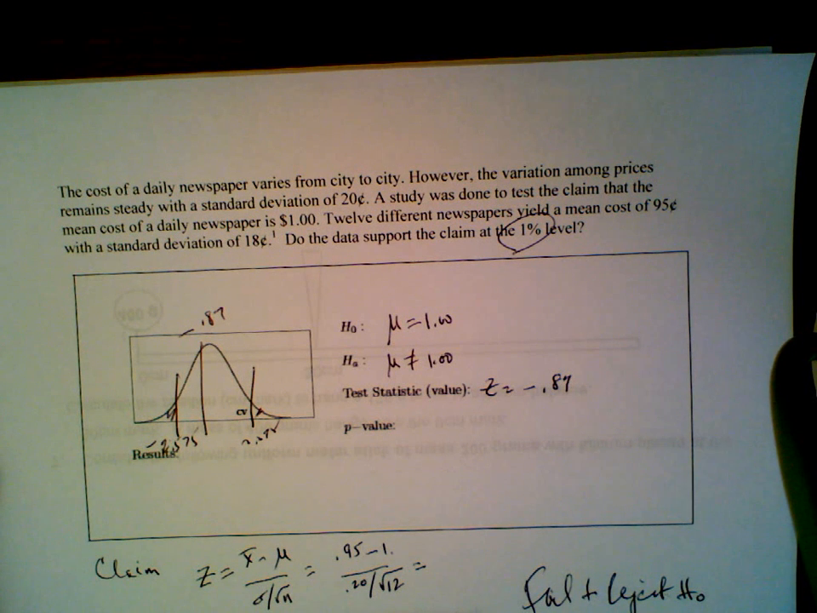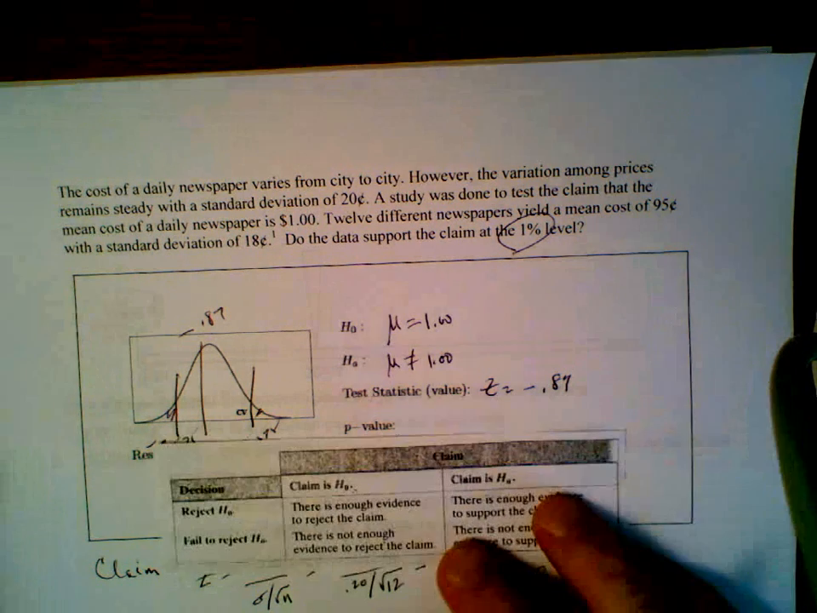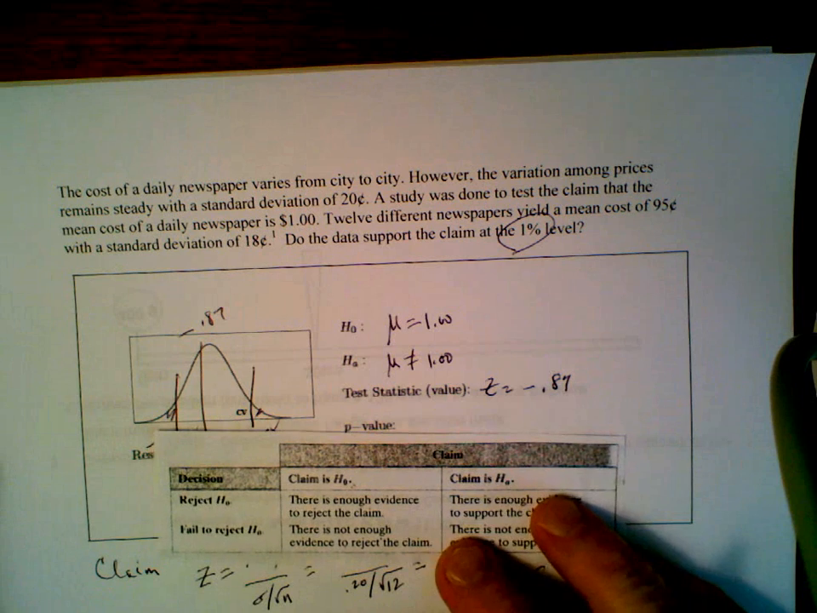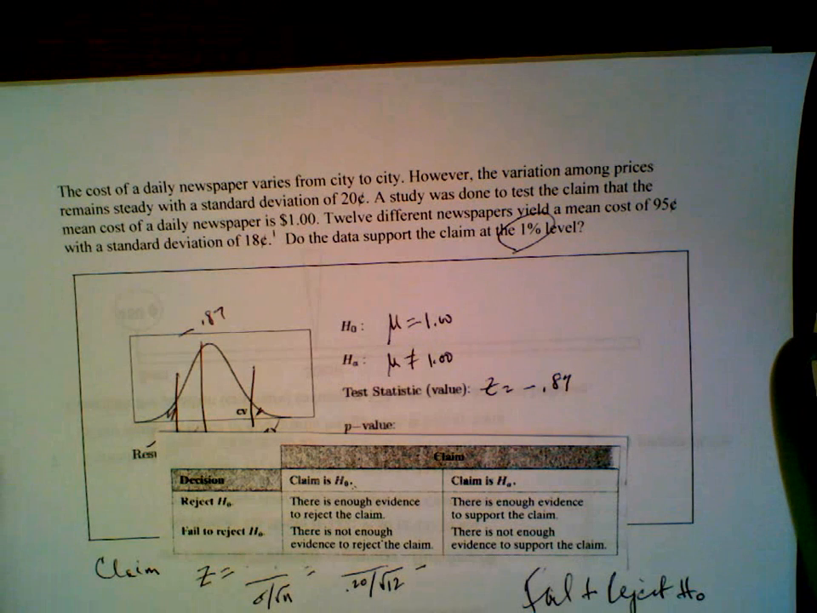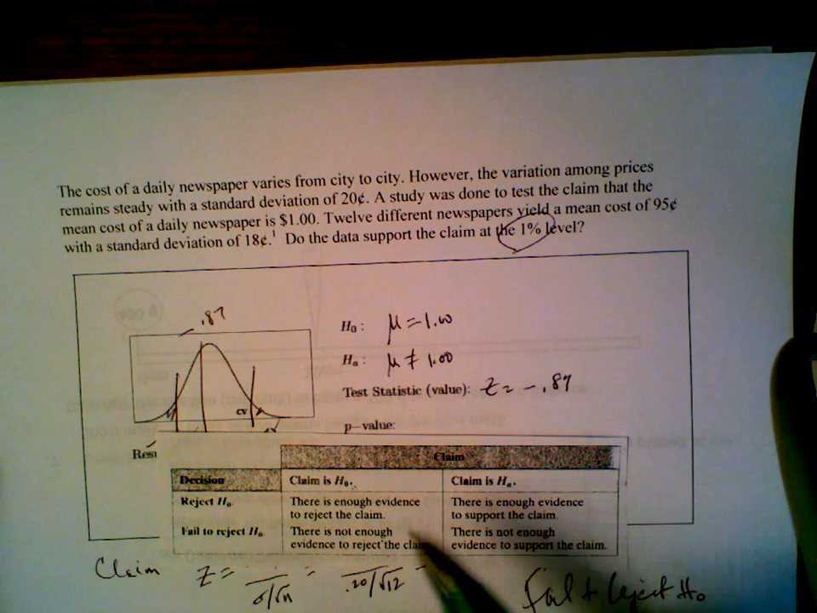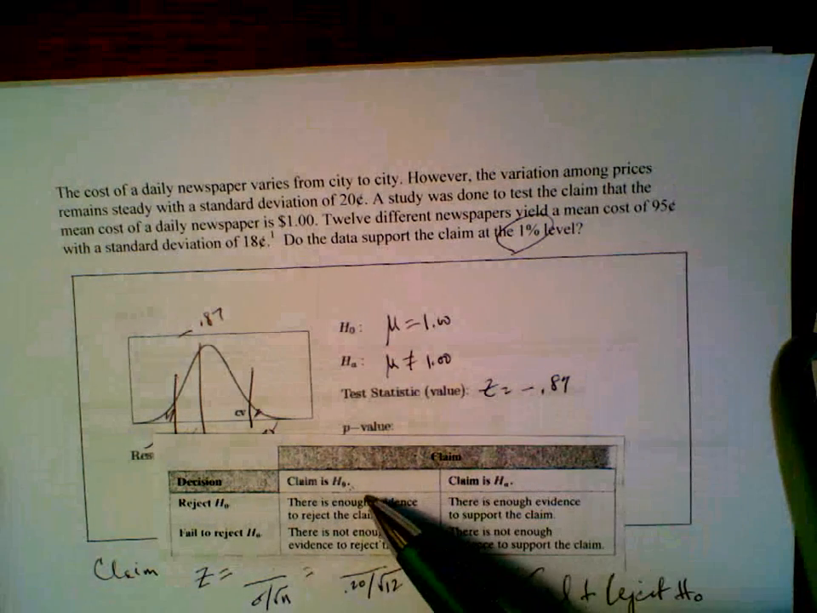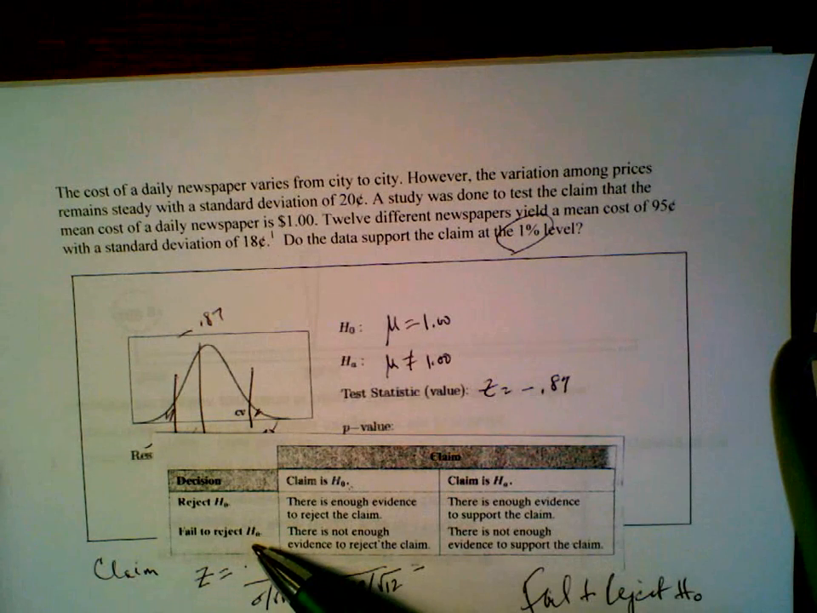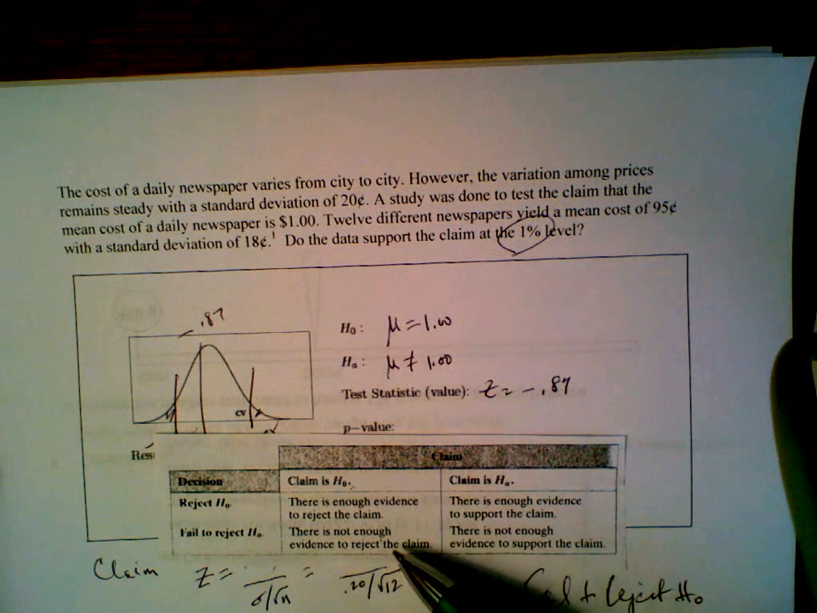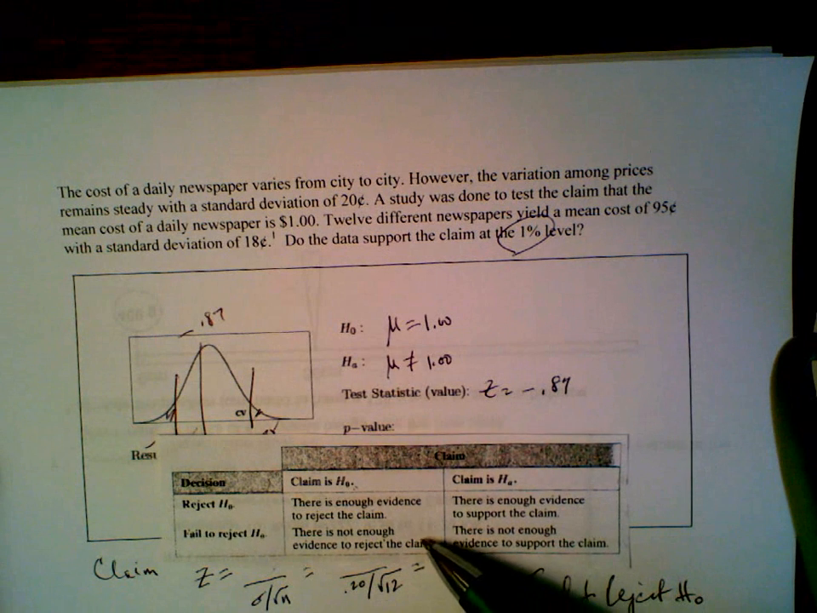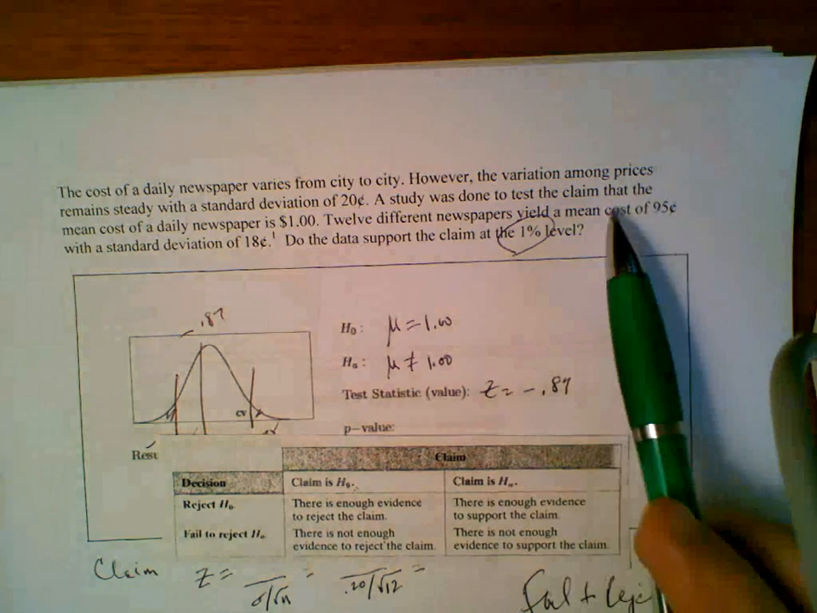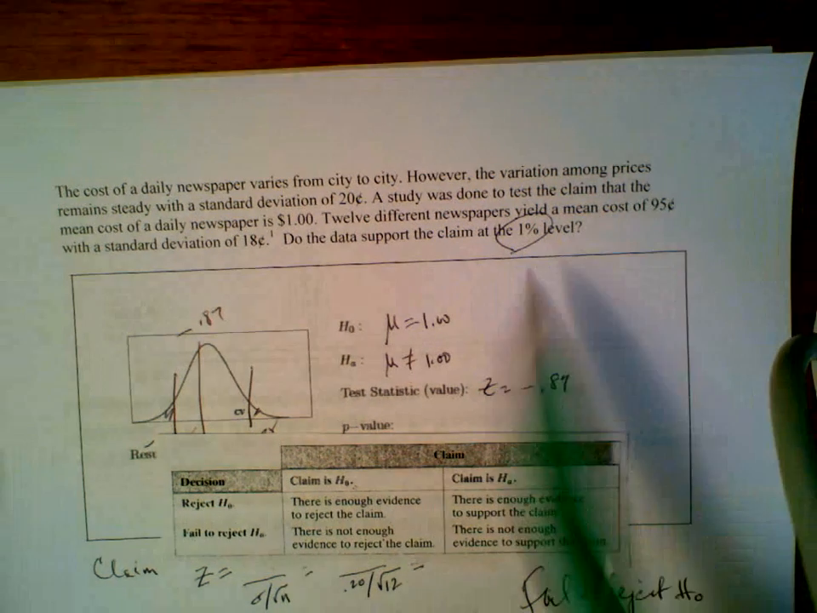Next I will state the results of the test. For the results of the test, in case you've forgotten, we go to page 364 of our textbook, and we have this little table here. And what this little table says is, first of all, determine whether the claim is H naught or H sub A. It is H naught. Second, fail to reject the null hypothesis. There is not enough evidence to reject the claim that the average cost of a daily newspaper is $1.